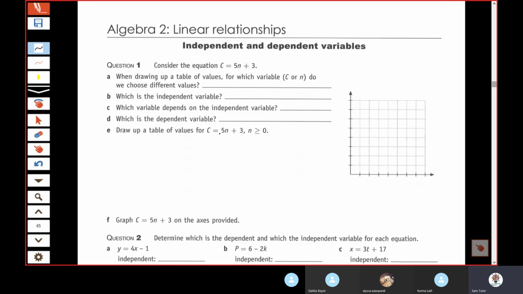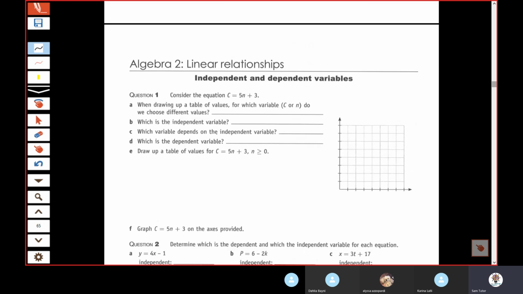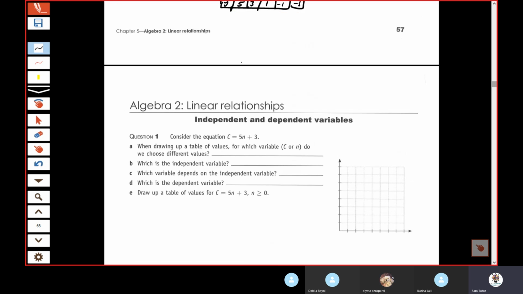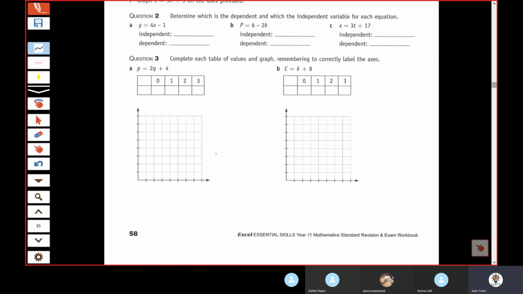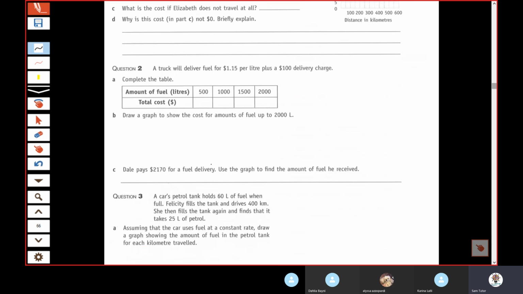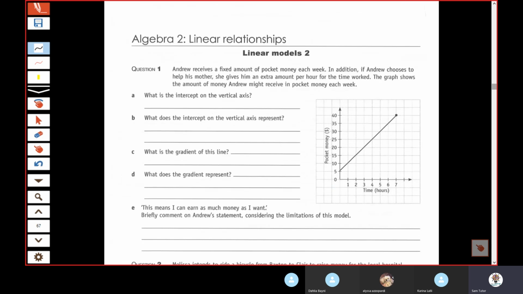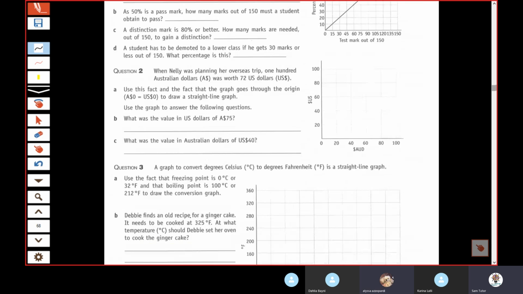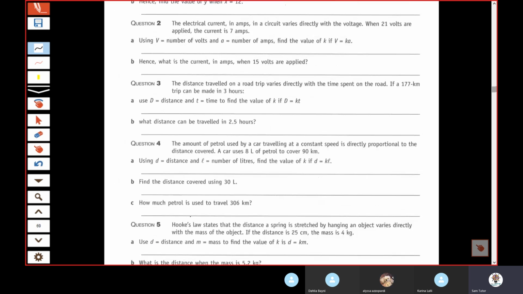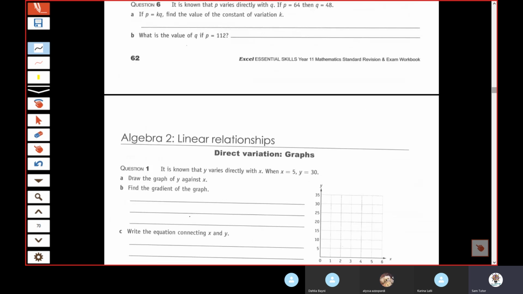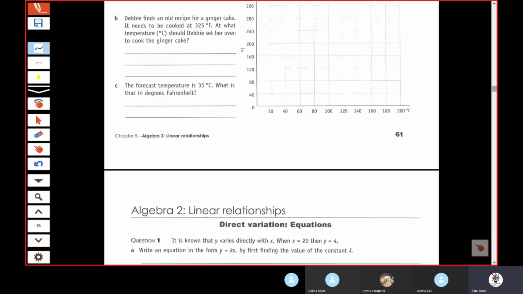Next one. So I think now we start with the actual applications of the gradient and y-intercept into actual models and real-life problems, right? Yes. Cool. And then we look at that, and then indirect. Yeah, no problems.